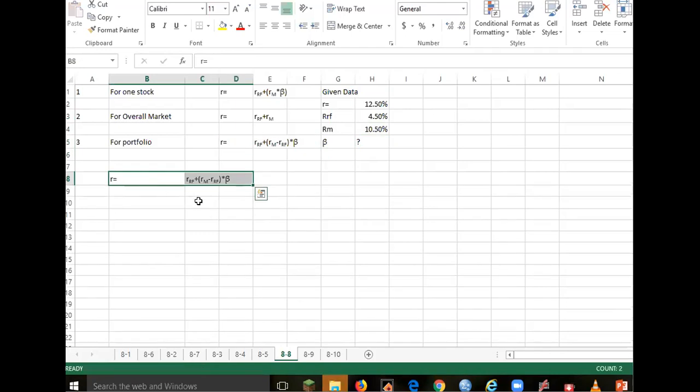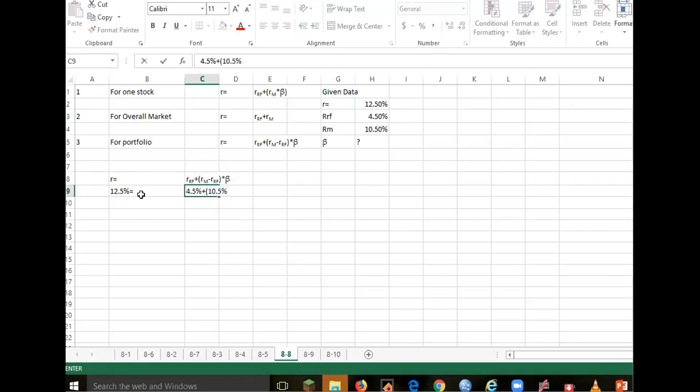So R is 12.5%, is equal to risk-free 4.5% plus market risk premium 10.5% minus risk-free rate 4.5%, multiplied by beta, and we are going to calculate beta. So by simple mathematics, we have 4.5%.